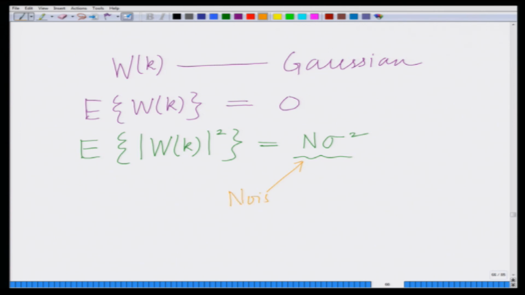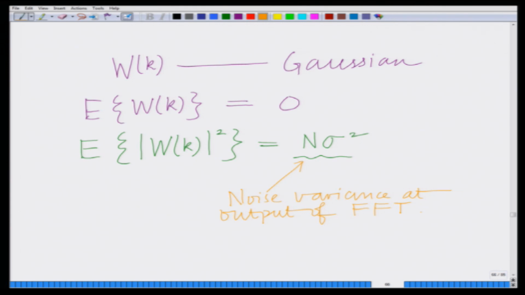What is this? This is the noise variance at the output of the FFT operation at the receiver.